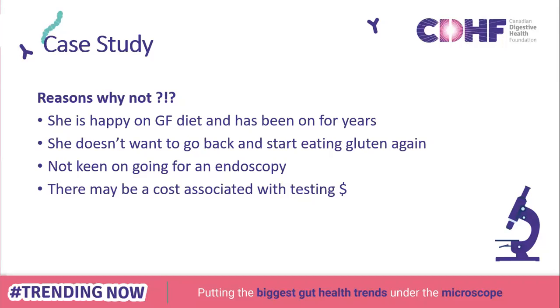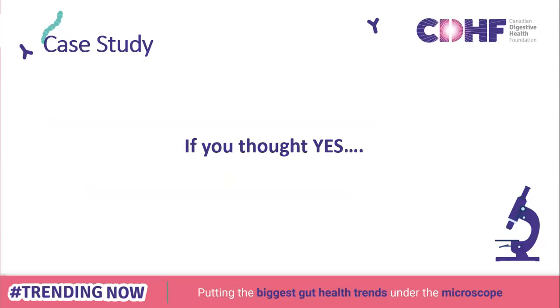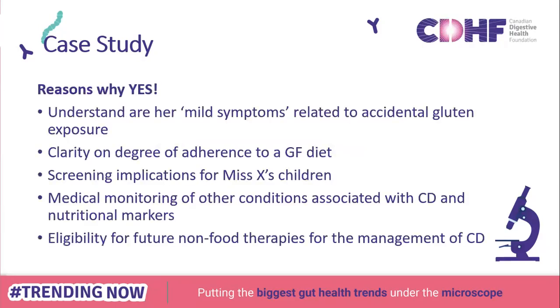Or perhaps you thought that maybe an issue would be cost, because unfortunately in the province where I live, as an example, celiac serology is not covered under OHIP and is not covered under all provincial and territorial plans in Canada. But also the genetic testing piece is very expensive and not covered under provincial plans as well. So there certainly are a few reasons here why maybe we would think, no, pursuing testing for this patient is not appropriate. Now, if you thought yes, I hope that maybe some of the reasons you thought yes are on the next slide.